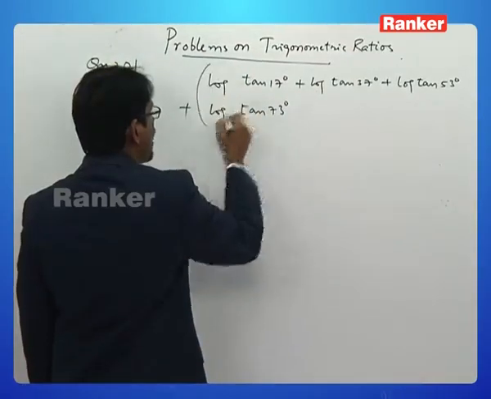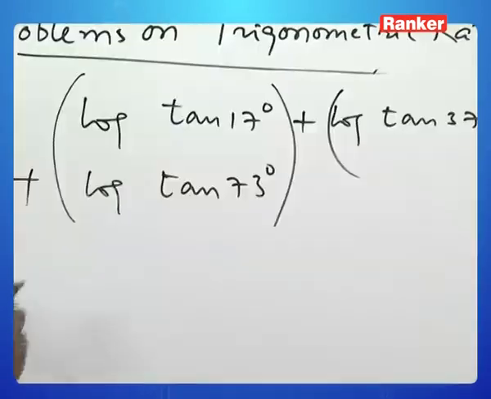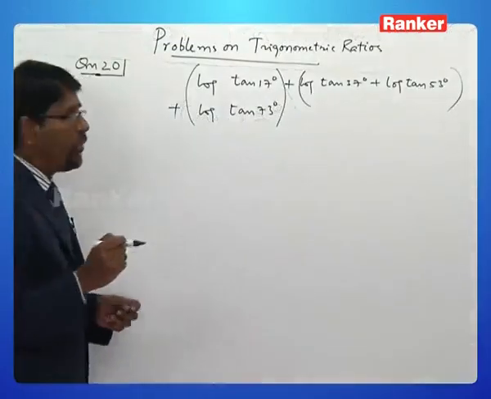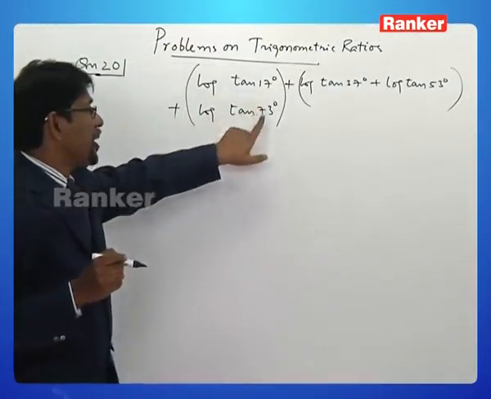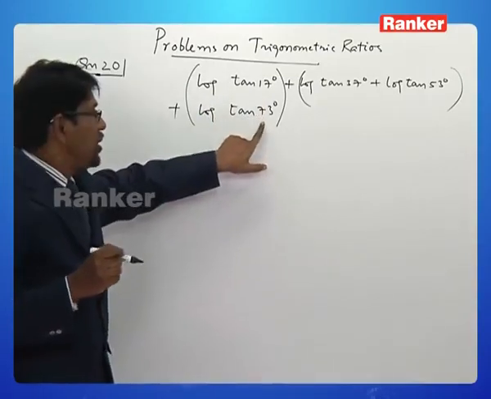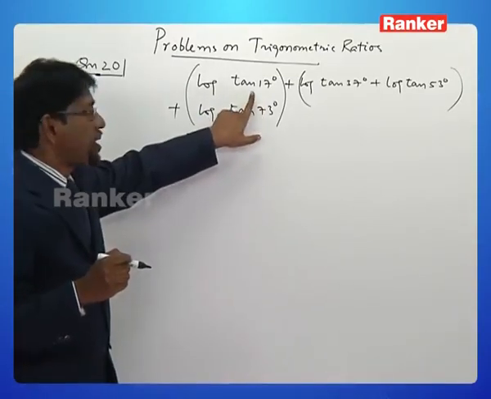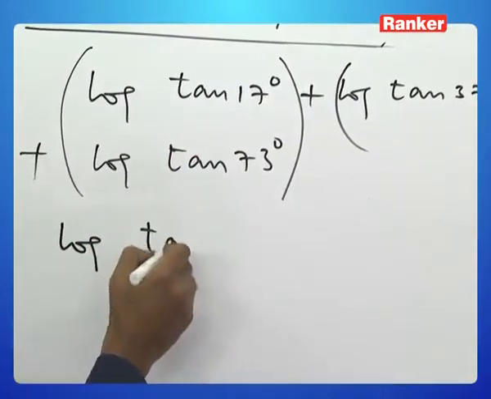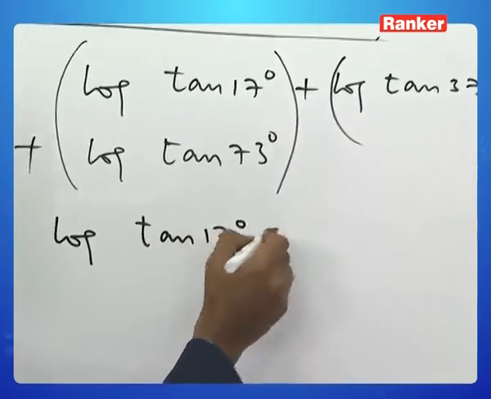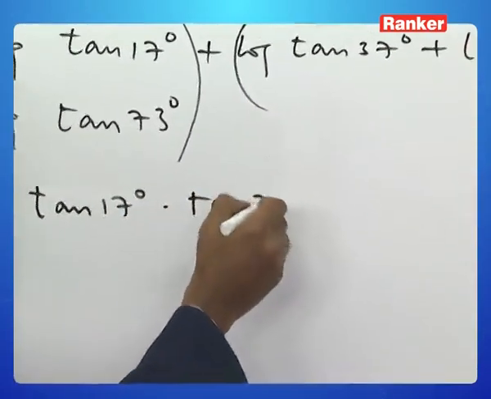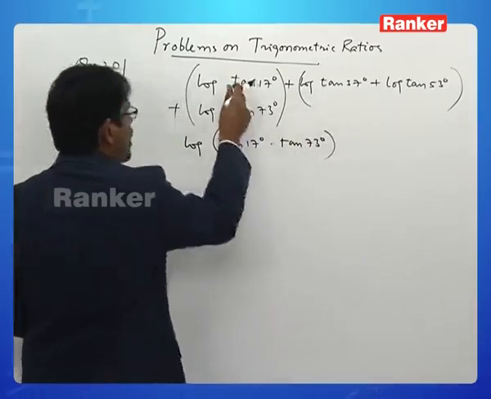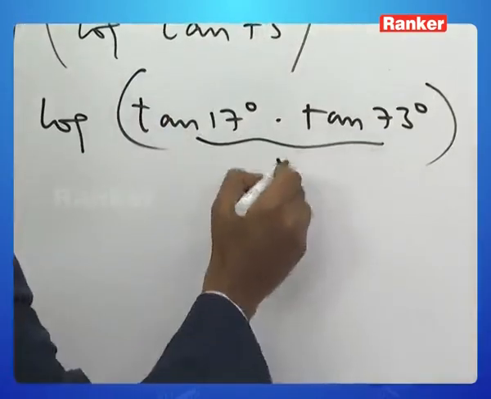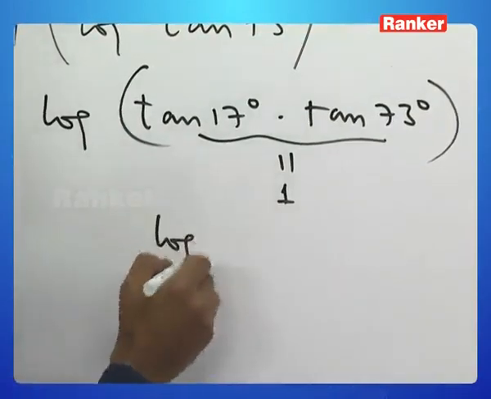What we'll do is club these two and club these two. Now clubbing log tan 17 and log tan 73. Why do we club them? Because 17 and 73 are complementary angles, so tan 73 into tan 17 would be 1. So what we get is log of tan 17 into tan 73, because log x plus log y is log of x into y. So this is 1, so log 1 I am going to get 0.